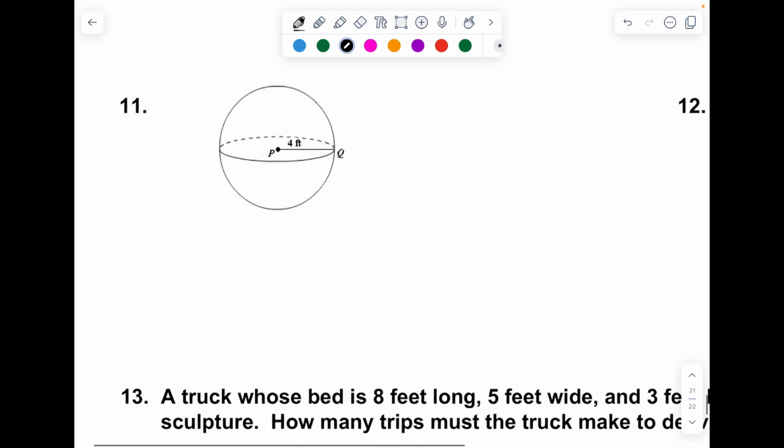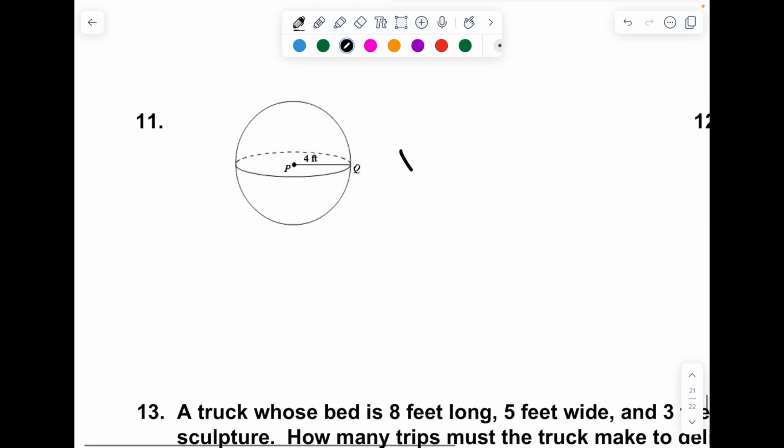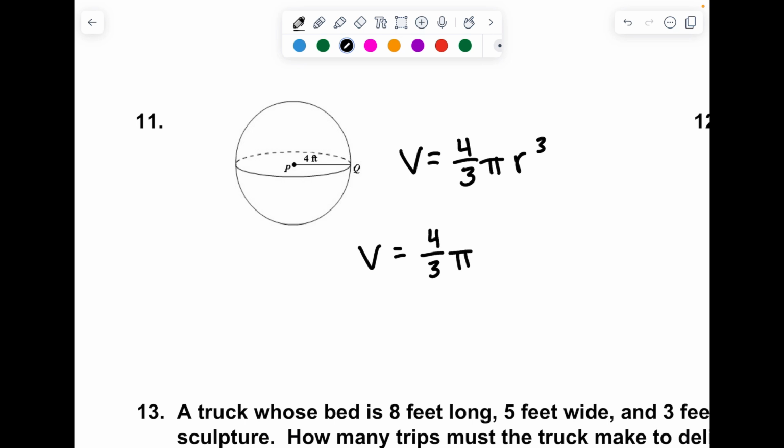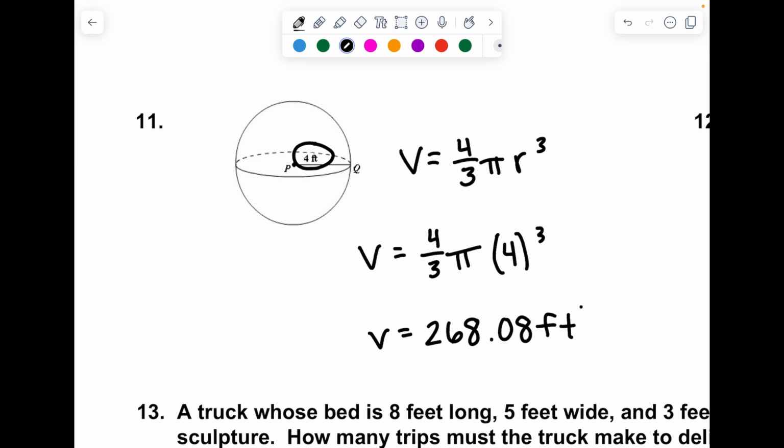Okay, let's go to 11. We've got a sphere, and we need the volume of a sphere. The formula is 4/3 pi r cubed. And we just need to plug in our radius, and our radius is 4. And then type it into your calculator: 4/3 times pi times 4 to the 3rd power. And the decimal should end up being 268.08 feet cubed.